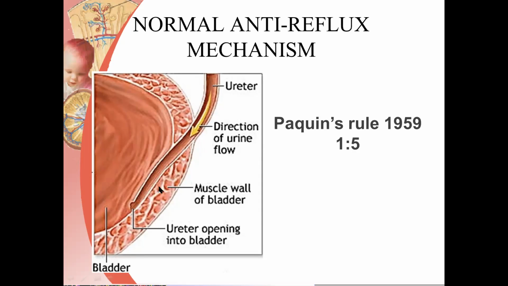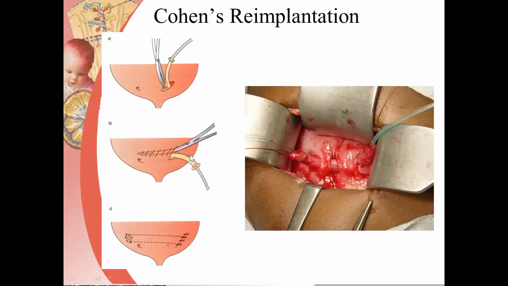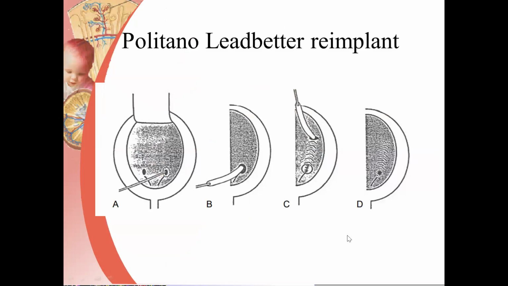Usually, this tunnel length is inadequate in these children, and Cohen's reimplantation is a technique where it is an intravesical reimplantation where the ureter is brought across from one side to the other side and then fixed to the opposite side. So that is a typical Cohen's reimplantation where the ureter is brought across into a tunnel and then fixed to the opposite side. So that is one method of achieving extra length of the ureter.